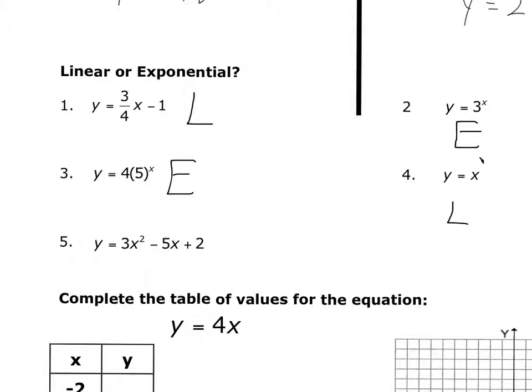And number 5, you don't have a variable as an exponent, but you do have an exponent that's larger than 1. So this is not either, so this is neither. This is called a quadratic if you care. We'll talk about that next unit. So this is a neither function.